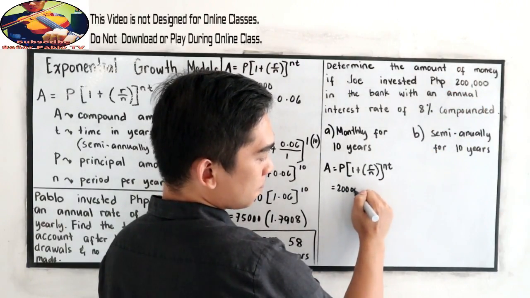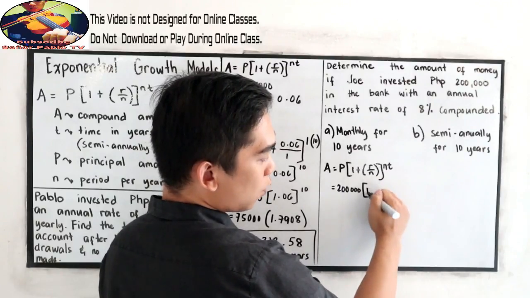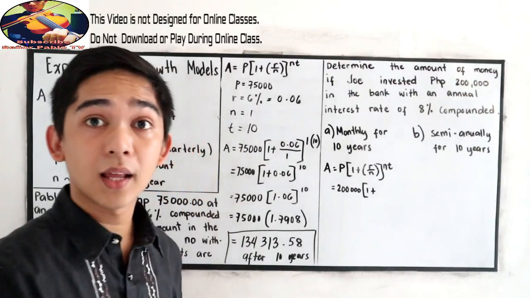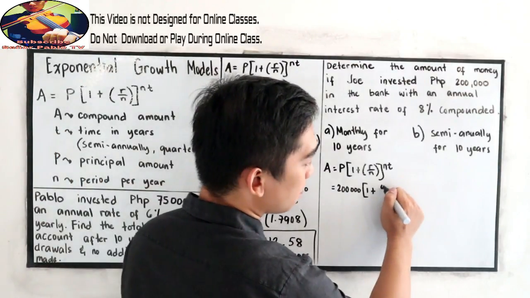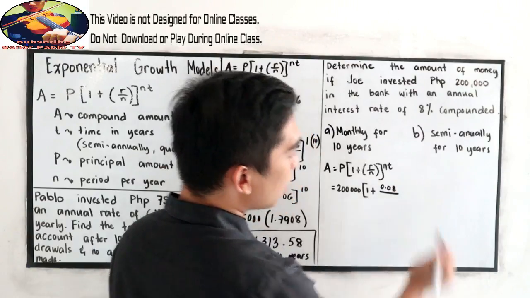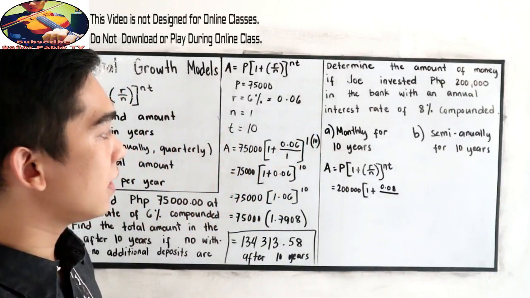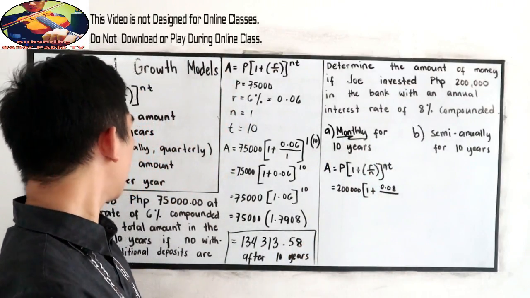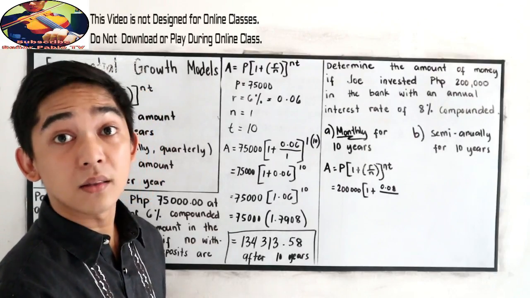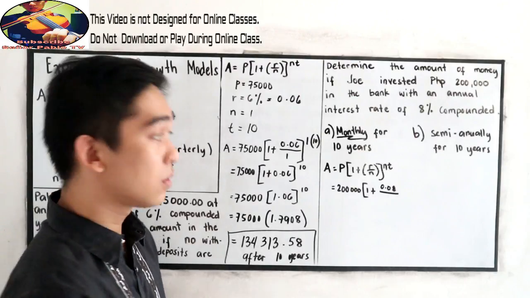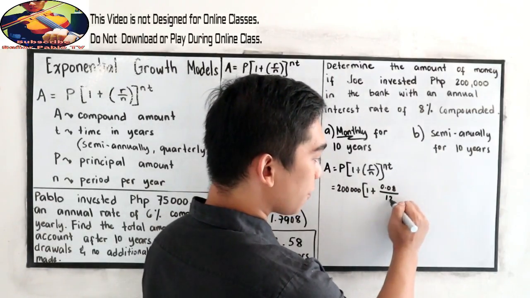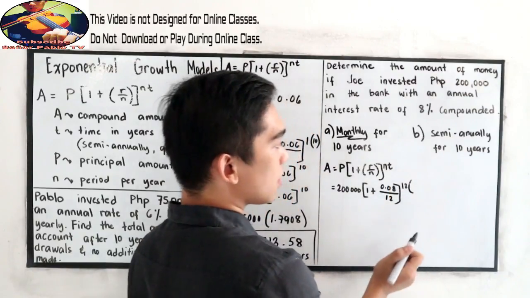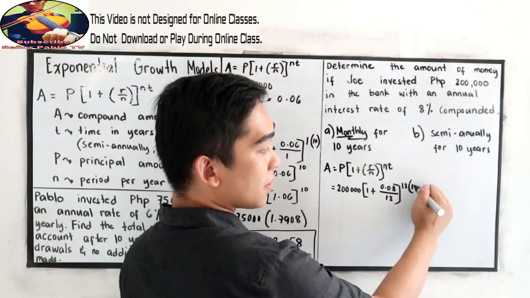Substitute. Then 1 plus, our rate is 8%. In decimal, that is 0.08. Over our N, so we have monthly. So how many months are there in a year? So our N will become 12. So we have N is 12 times our time, which is 10 years.